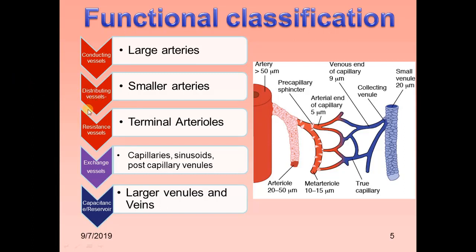Then from those vessels you get arterioles and terminal arterioles. They are resistance vessels. Why do we call them resistance vessels? They are responsible for the peripheral resistance, which is measured as the blood pressure. So mainly the terminal arterioles are the resistance vessels. They also possess precapillary sphincters, and then we have the capillary bed.